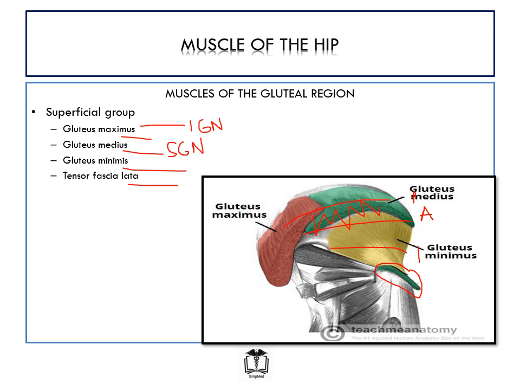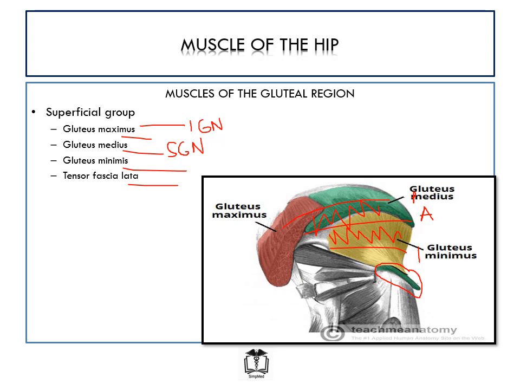Then the gluteus minimus muscle origin point tends to be between the anterior and inferior gluteal line. So if you notice, this is the anterior gluteal line here. Between the anterior and the inferior gluteal line, this is where the gluteus minimus muscle tends to originate, and that is depicted here by the muscle in yellow.